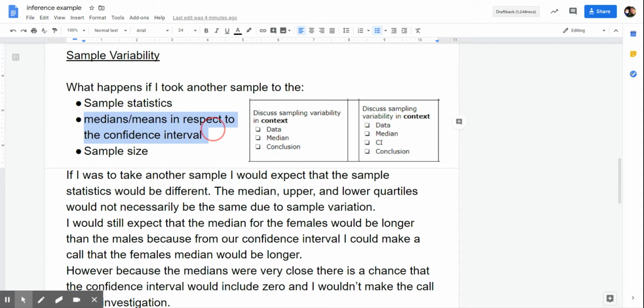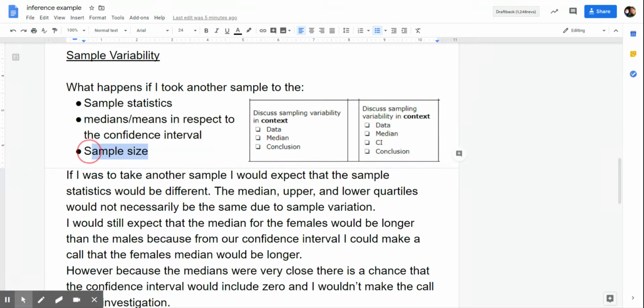The means or medians in respect to the confidence interval. So that's talking about how much your mean's going to change. So I've got a confidence interval. I expect that the mean or the difference between the means are going to be within that range. You would be expecting to talk about that in some way, which you might have already done earlier.